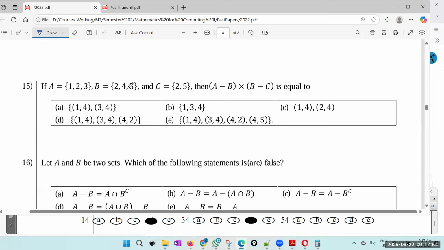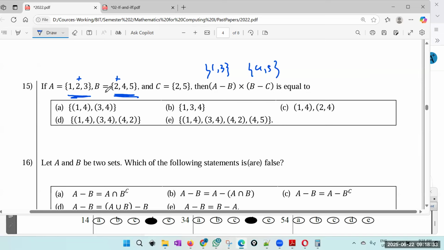Right. (A minus B) cross (B minus C). This is equivalent to... So you can find A minus B from A's values. We get rid of B's values. If it is in B, you need to get rid of it. 2 is in B. Others are not in B. So therefore your A minus B is {1, 3}. Then what about B minus C? It must be in B, but if it is in C, you need to get rid of it. So 2, you need to get rid of it, but others are okay. So that means {4, 5}.